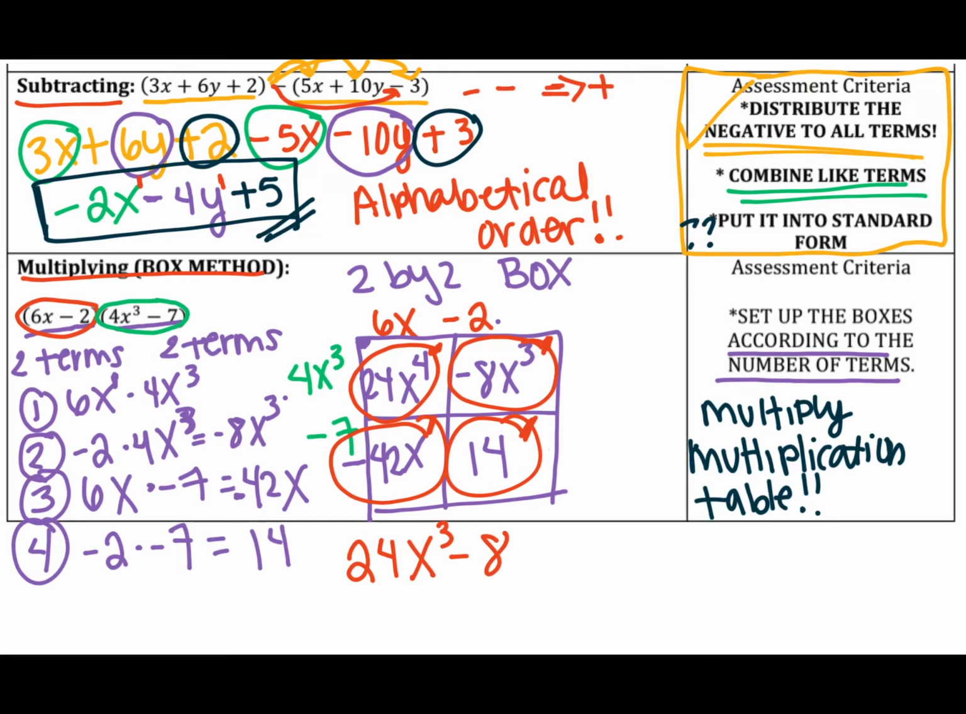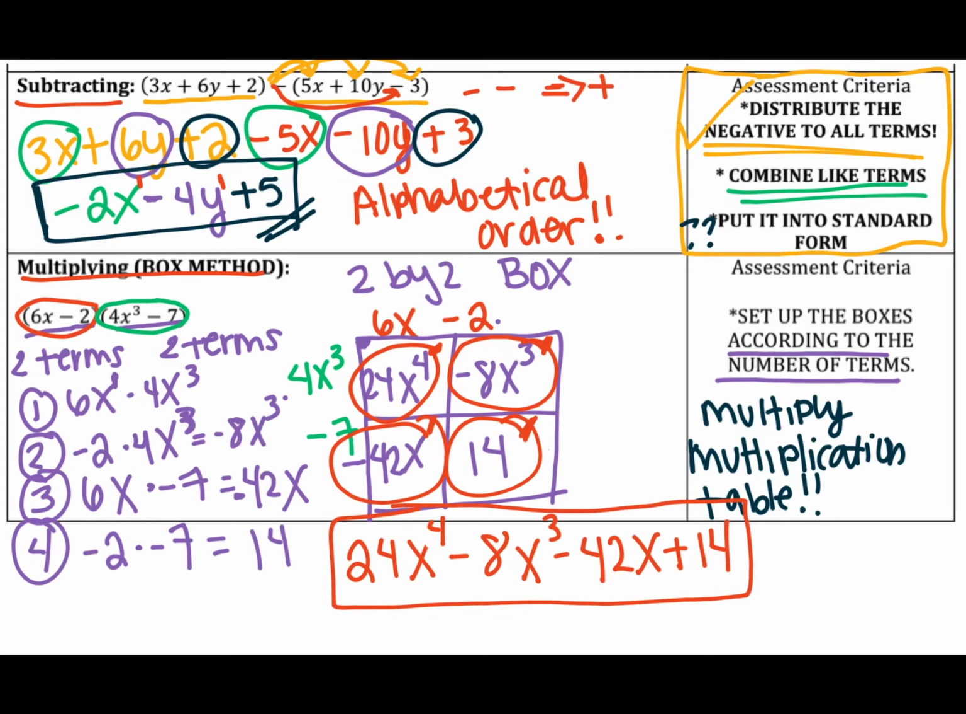So I'm going to put my 24x to the 4th power first. Oh, I made another mistake. Sorry. That's x to the what? X to the 4th. Then it's negative 8x to the 3rd, and then we're going to subtract the 42x, and this is a positive 14, so we're going to do plus 14. Are our exponents lined up from highest to lowest? Yes, they are. So this would be our final answer.